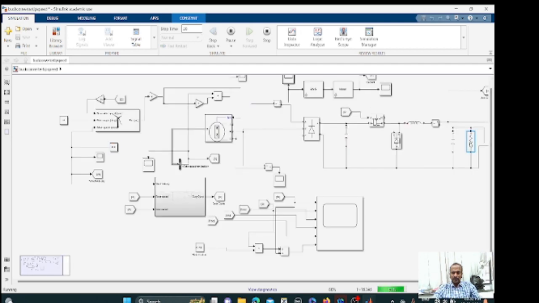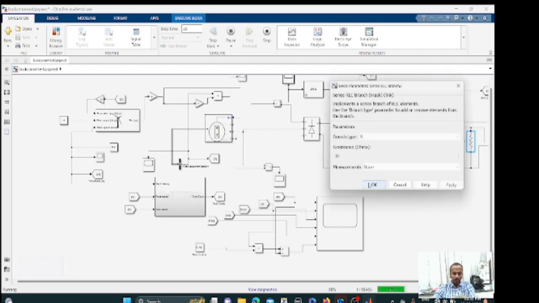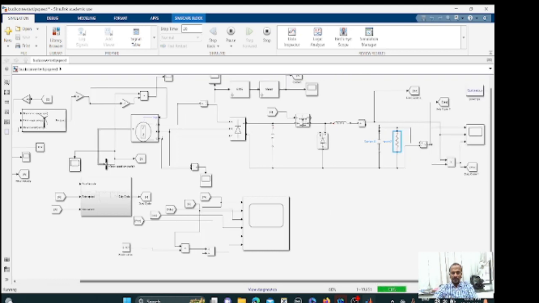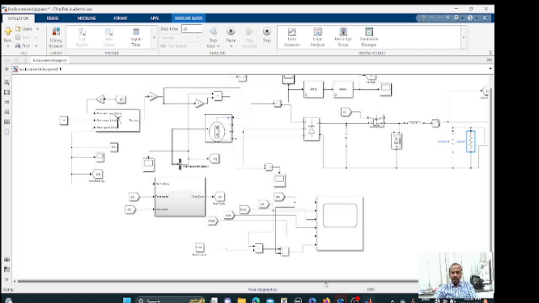Here also I have selected the load based on the calculation. For this much power, how much maximum output resistance is needed so that we will get the maximum power. So this much we have done.